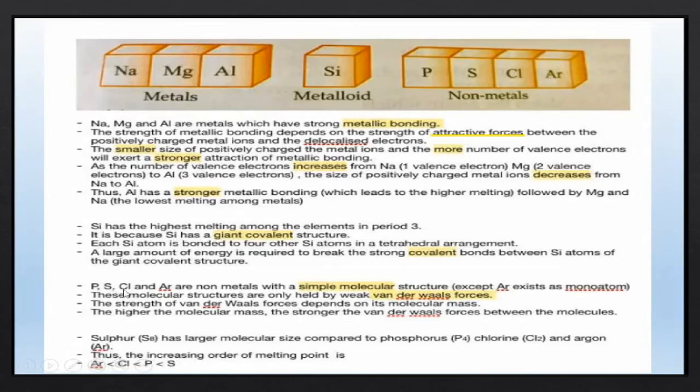Phosphorus, sulfur, chlorine, argon. Among these 4 non-metal elements, which one has the highest boiling point? As we know, they have simple molecular structures with weak van der Waals forces. If we check my previous video, van der Waals forces depend on molecular size and molecular mass. So the higher the molecular mass, the stronger the van der Waals forces between the molecules. Among these 4, which one has the highest melting and boiling point?